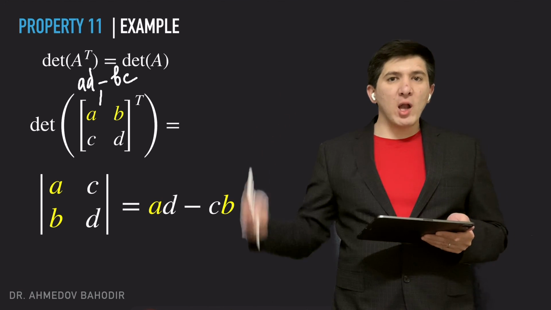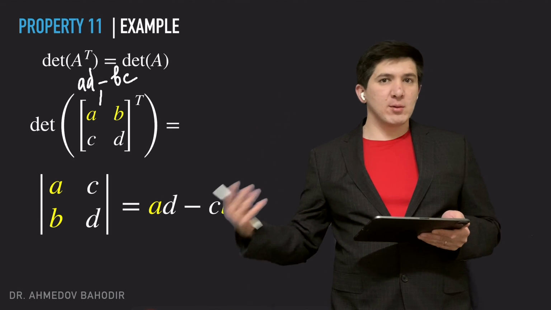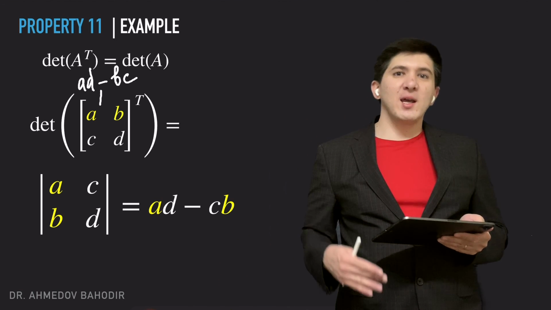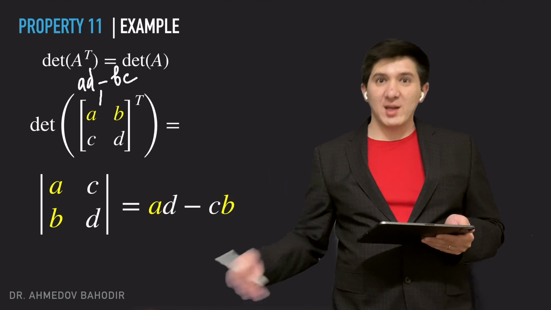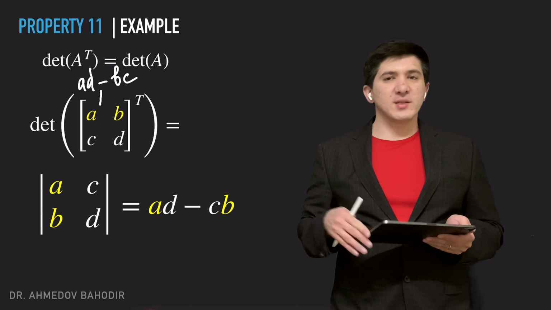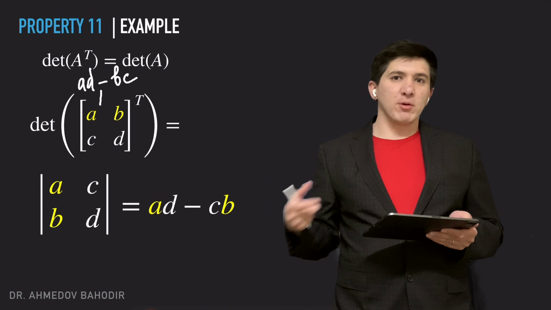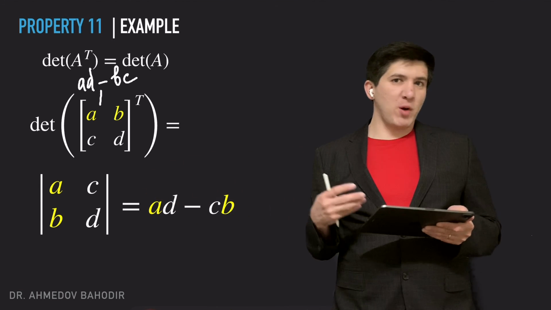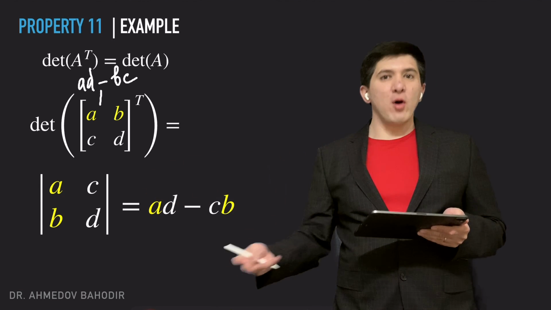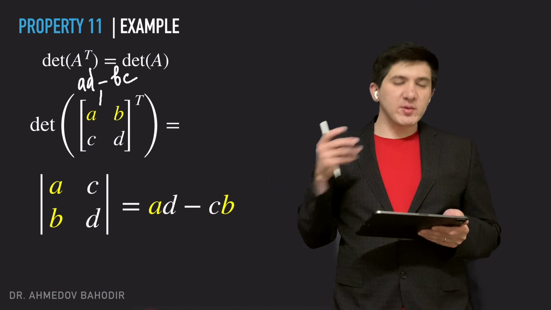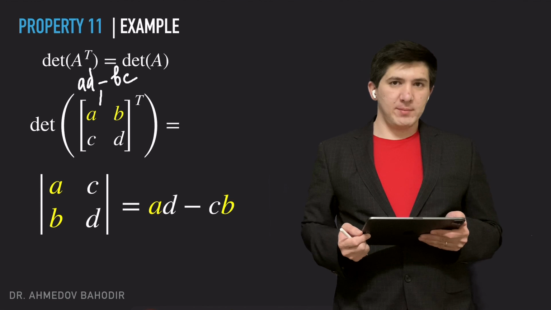If one of the columns is equal to 0, then the determinant is equal to 0. You can multiply one of the columns by a constant and add it to another column, and it doesn't change the determinant. What else? If you have two equal columns, then the determinant is equal to 0. So essentially, all of these properties which we talked about for the rows are true for the columns as well because of this property number 11.